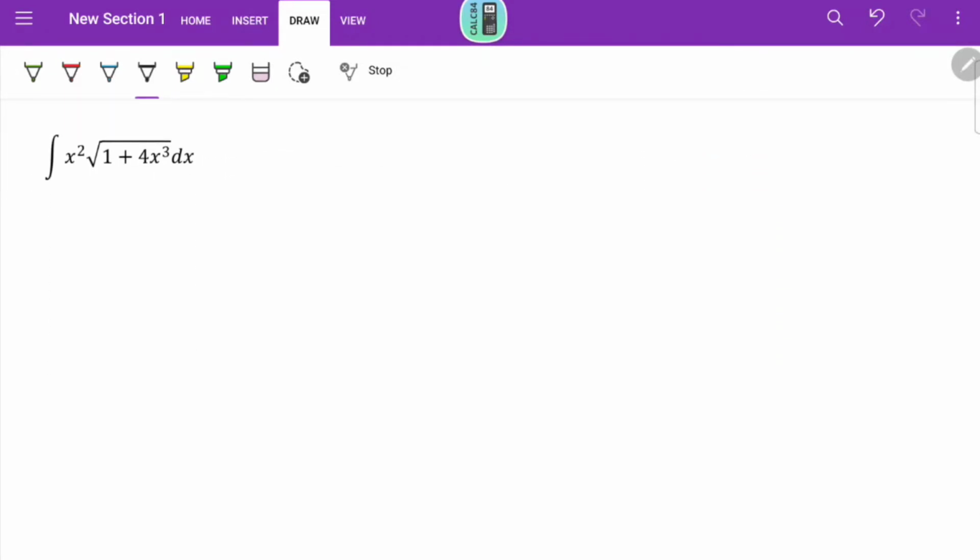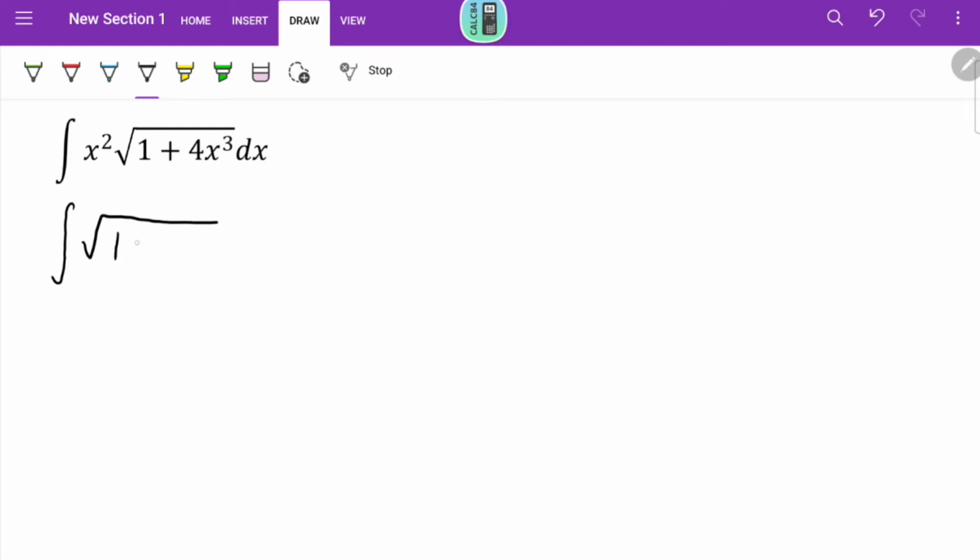It says the integral of x squared times the square root of 1 plus 4x cubed dx. Now remember, we're using substitution, and u is going to be the inside. So before I do any substitution, I want to rearrange the order of my terms inside of my integral. I'm going to write this as the integral of the square root of 1 plus 4x cubed times x squared dx.